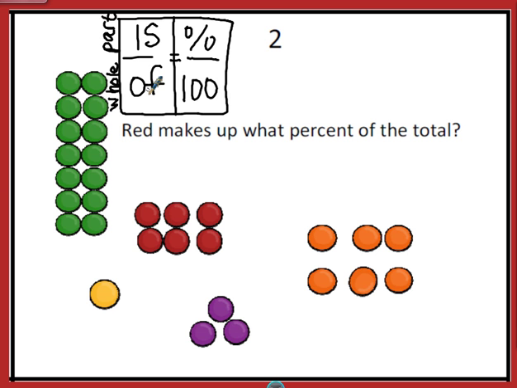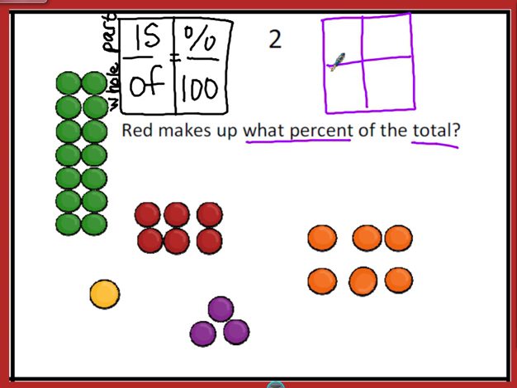At this point, let's go ahead and set up a proportion for this problem. It says red makes up what percent of the total. I'm going to draw my proportion box, and it says what percent. That means I'm missing the percent piece. So where the percent normally goes, I'm going to put my variable, and we said percent is always a number out of 100. So that's kind of the easy part.